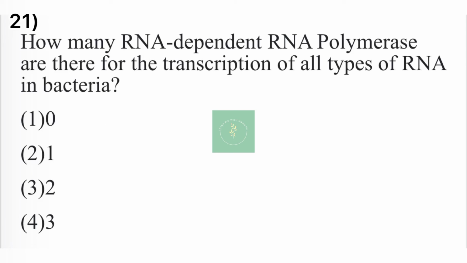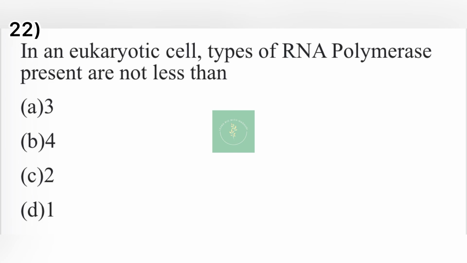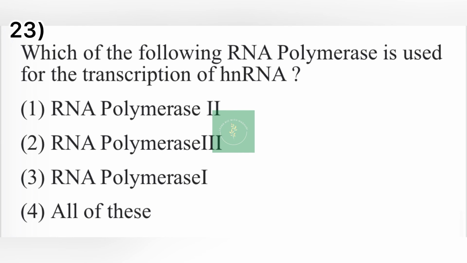Question number 21. How many RNA-dependent RNA polymerase are there for the transcription of all types of RNA in bacteria? That is prokaryotes. And the option is 2. Only one RNA polymerase will be present. Question number 22. In an eukaryotic cell, types of RNA polymerase present are not less than 3. There are 3 types of RNA polymerase, that is RNA polymerase 1, RNA polymerase 2 and RNA polymerase 3. Question number 23. Which of the following RNA polymerase is used for the transcription of hnRNA? And the option is 1, that is RNA polymerase 2.